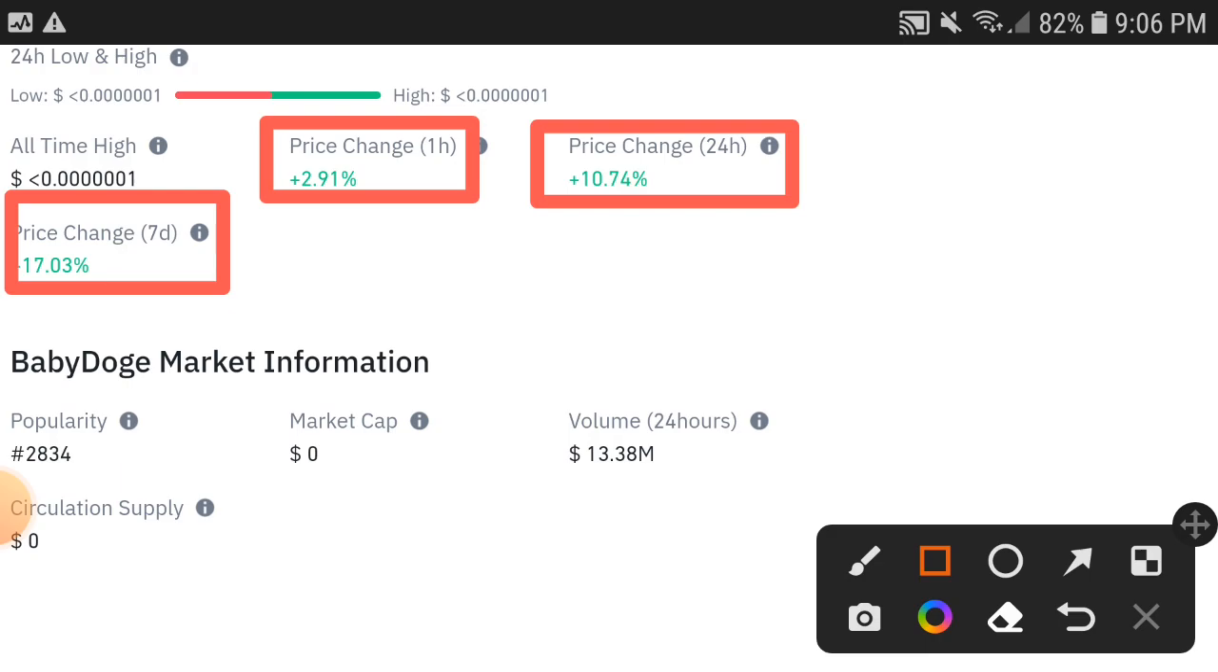And again guys, my prediction is still positive about Baby Doge Coin. It's really the best investment. It is a low price coin and I recommend it for investment.